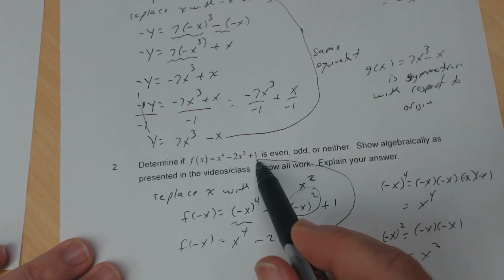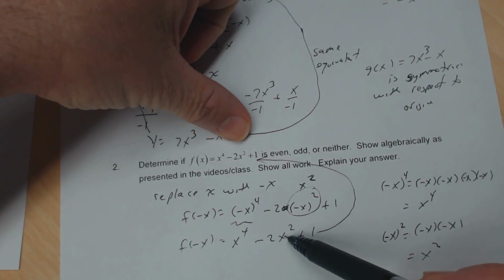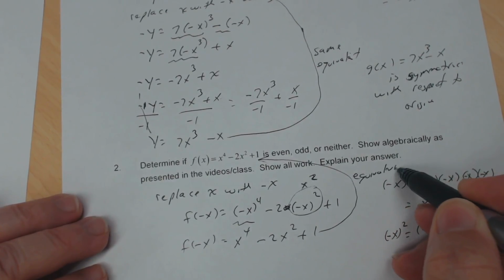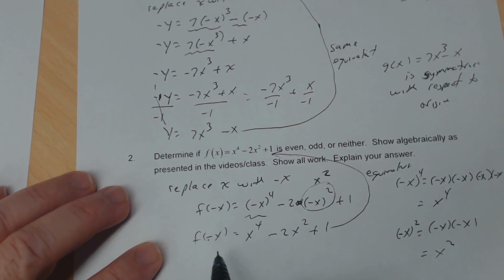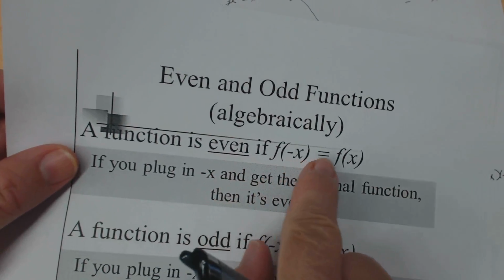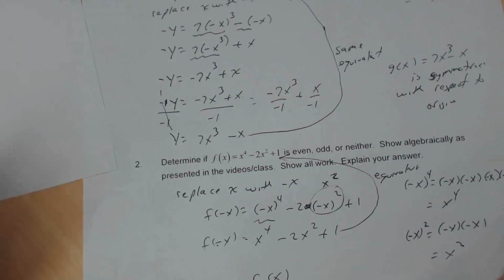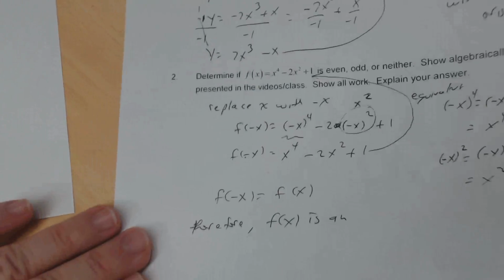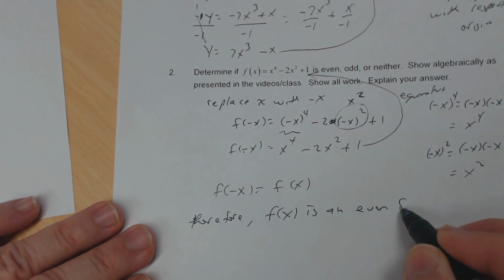What do you notice? All these terms are identical. So they are equivalent. So what you found was this. You found that f of negative x is the same as f of x. Well, according to this, if f of negative x equals f of x, then it's an even function. So therefore, f of x is an even function.